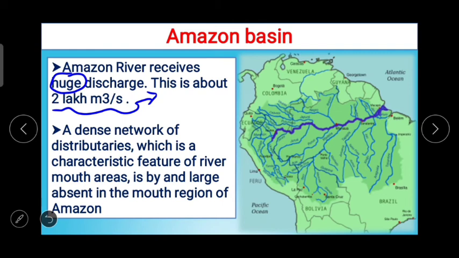So a dense network of distributaries, which is a characteristic feature of river mouth areas, is by and large absent in the mouth region of Amazon. Here on the screen again you can see the network of distributaries, which is a characteristic feature of river mouth areas and is by and large absent in the mouth region of Amazon.